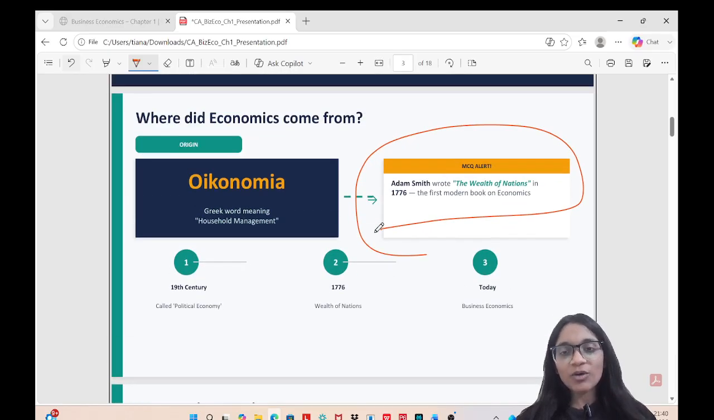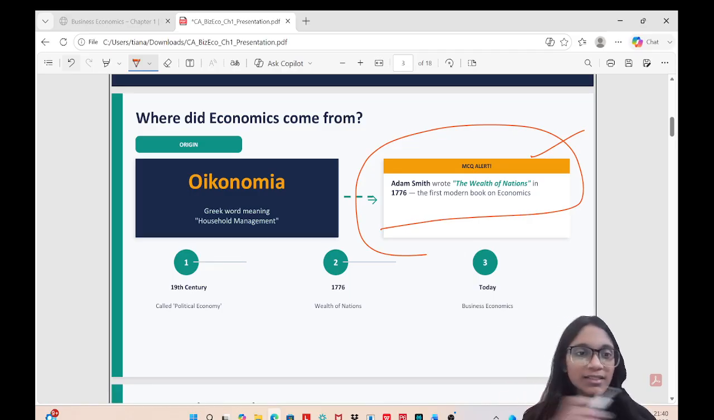So, this is an MCQ question. This is a definite MCQ question. Adam Smith wrote the book Wealth of Nations. When did he write? 1776. The first modern book of economics. That's nothing but wealth is not just gold and silver, it's also what the country produces. That one idea changed everything.